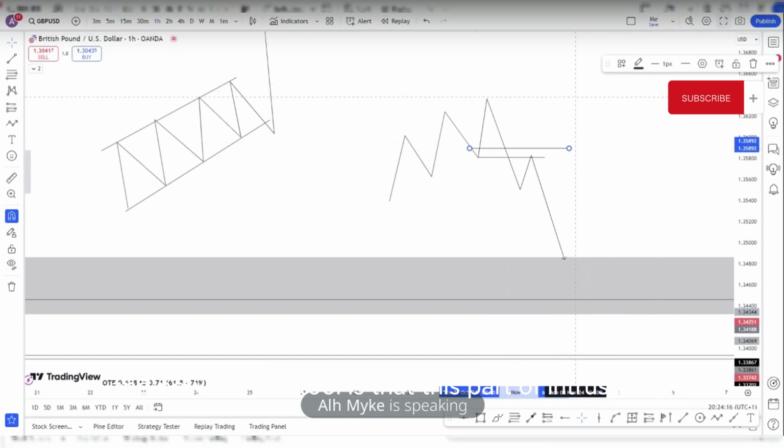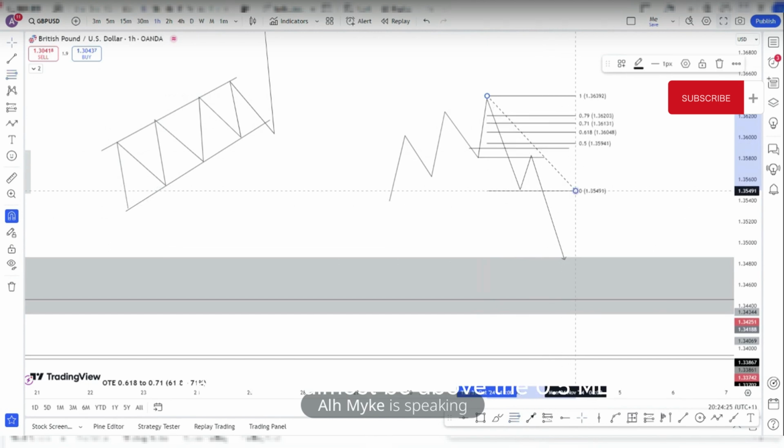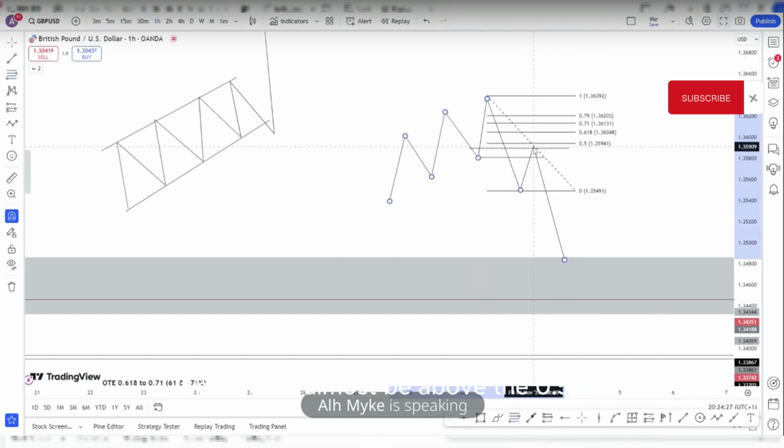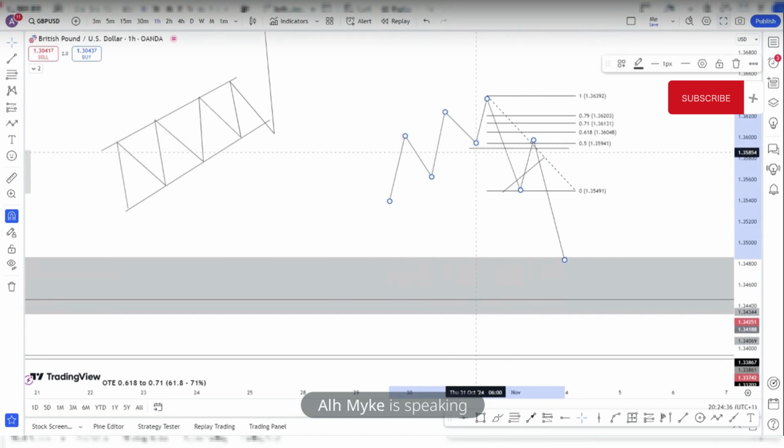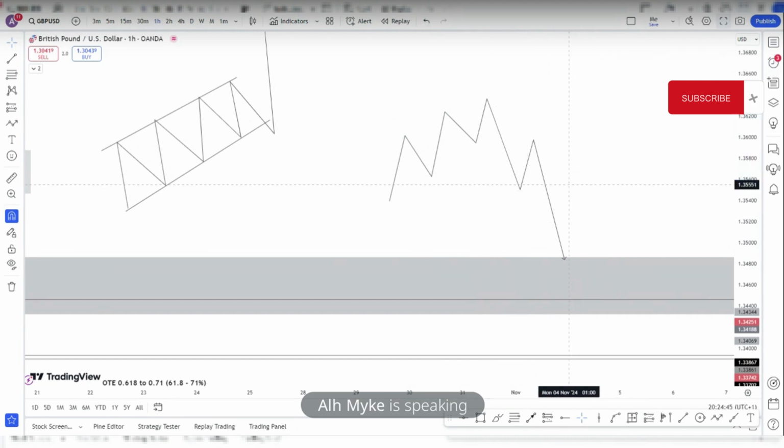And now the last rule is that this point where the retracement started has to be above the 0.5 level over here. If it's not above the 0.5 level, then you have no business with it. That is in the bearish scenario, and in the bullish scenario, it is vice versa. That is your major confirmation here.